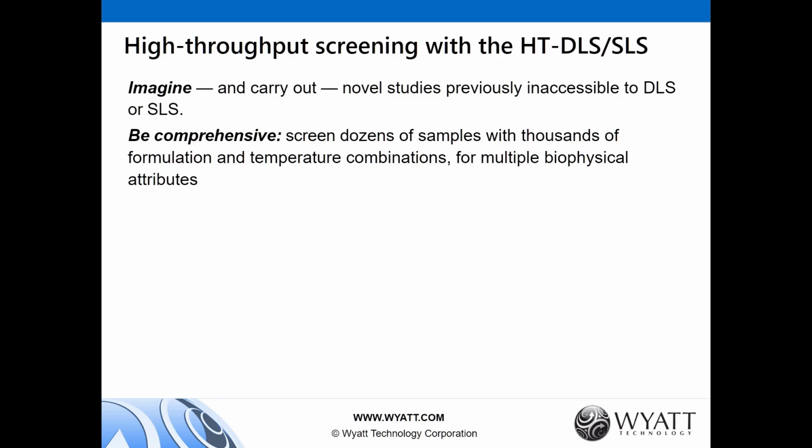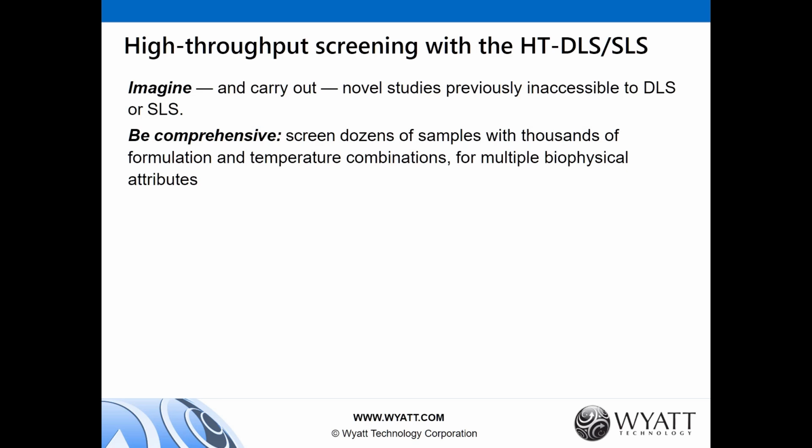So I like to go a little bit beyond the details and look at the big picture. When you have high throughput screening with high throughput DLS and SLS, if you've been using SLS in cuvettes, DLS in cuvettes, there are some things you just can't do. You can't do 500 samples. You can't do all these long-term studies. But in the plate, you can carry out novel studies that you just couldn't do otherwise.